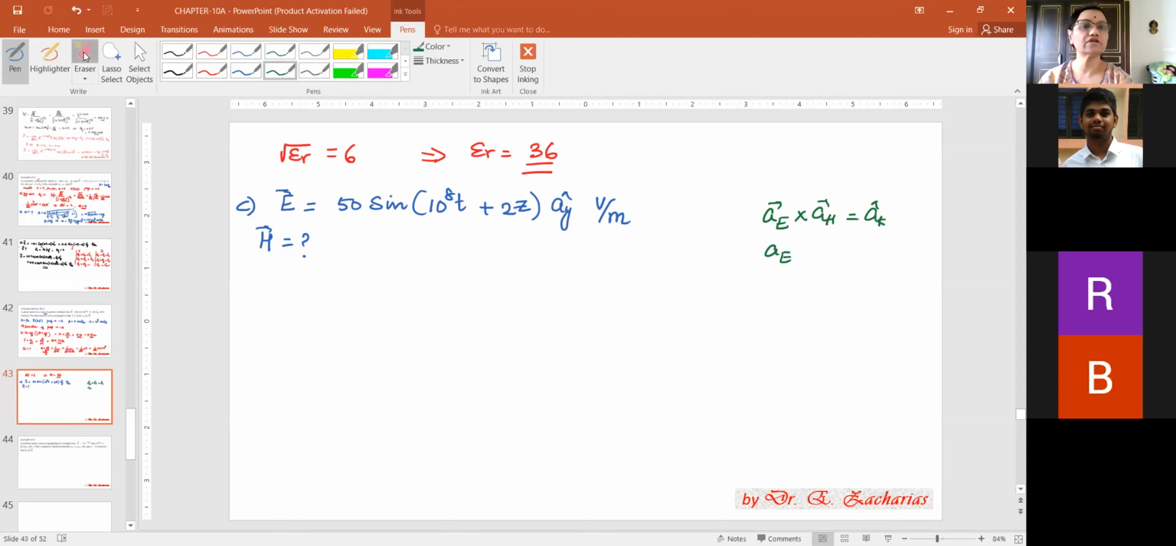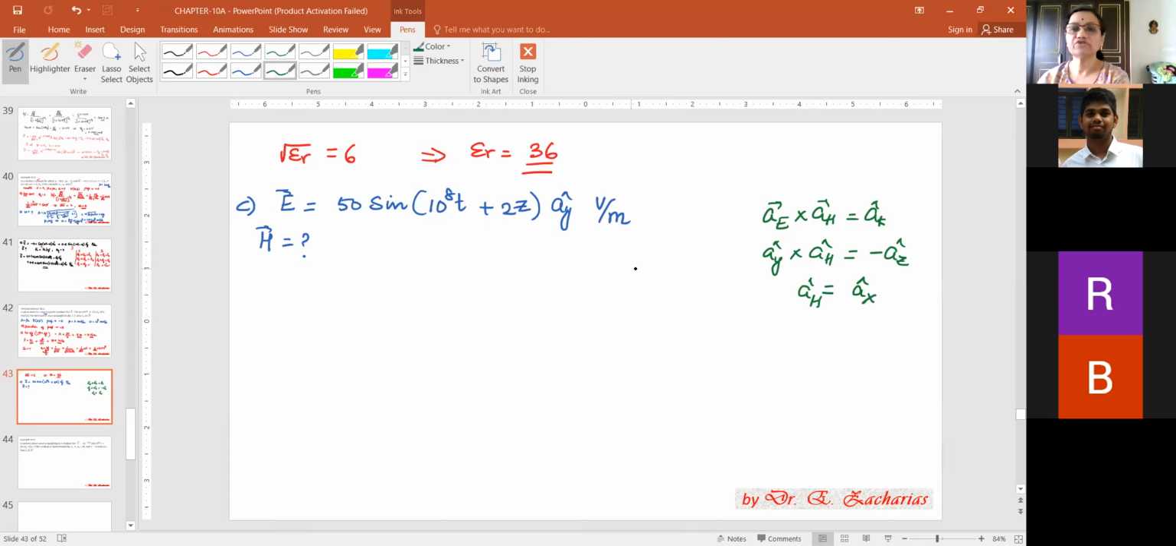We know the direction of aE. What is the direction of aE? aE is aY. So aY cross aH equal to aK. aK is minus aZ. So tell me what is aH? X direction, positive. aH is in the positive X direction, right? Yeah, so you got this.